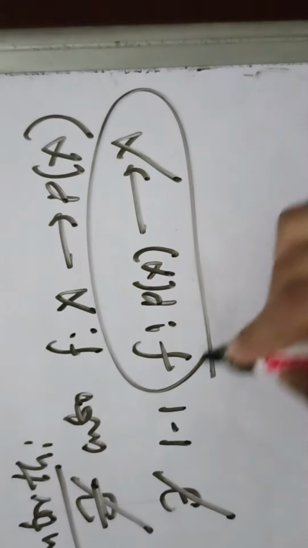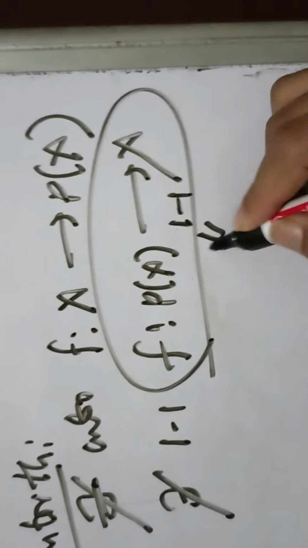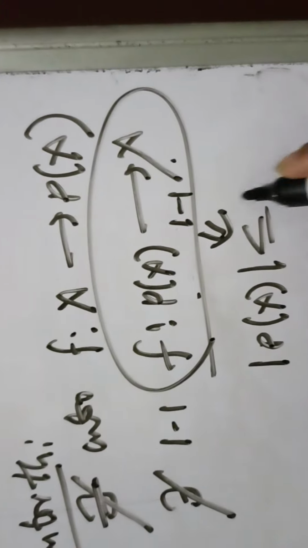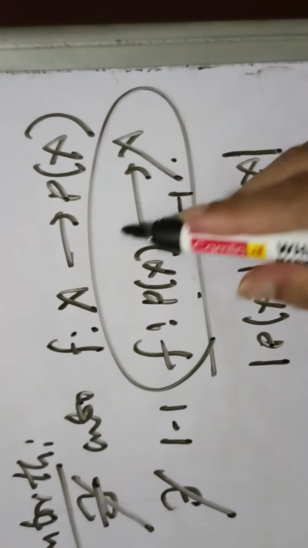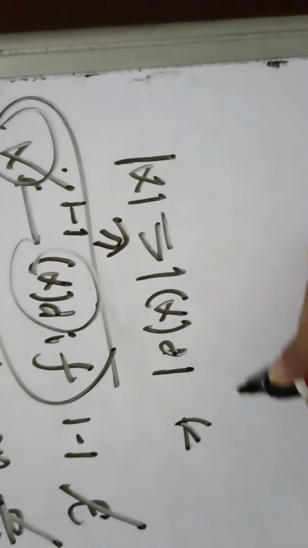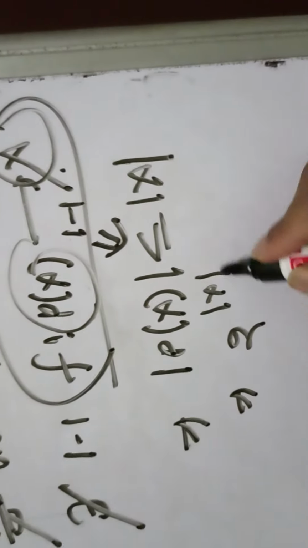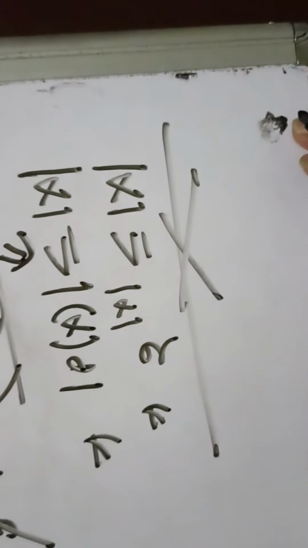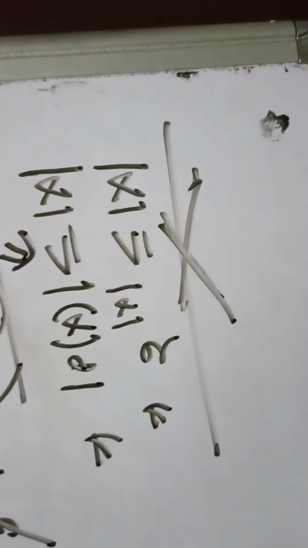Suppose this map is one-to-one. If A to B is one-to-one, then the cardinality of A is less than or equal to the cardinality of B. Here A is this and B is this, so you get 2 to the power |X| less than or equal to |X|, but that is never possible. It is a contradiction, since 2 to the power |X| is never less than or equal to |X|. So option 3 is incorrect.